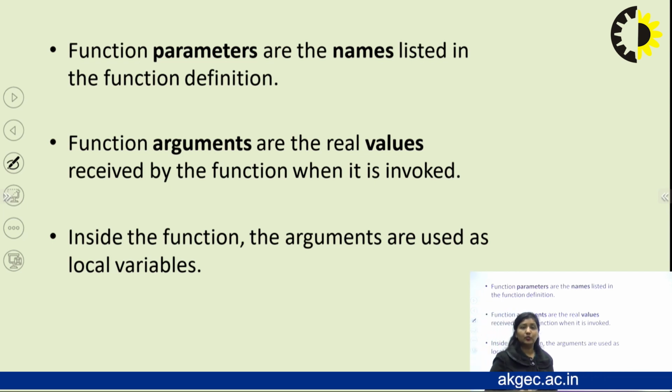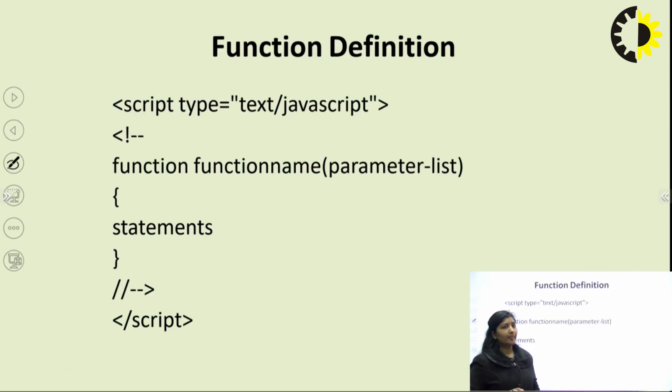So function arguments will be passed as and when we call those particular functions. Inside the function, the arguments are used as local variables. Inside that particular function, the arguments are called local variables. This is a function definition inside JavaScript.